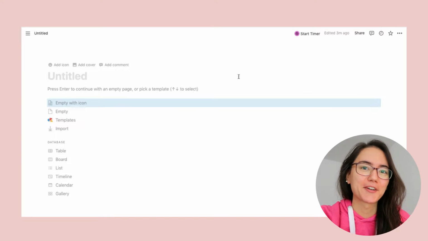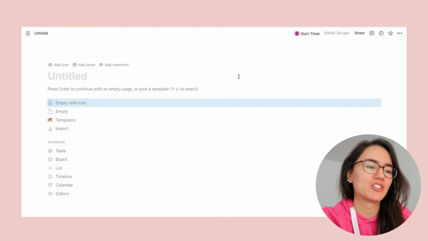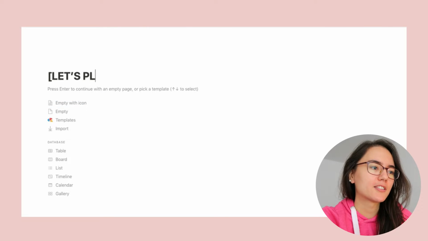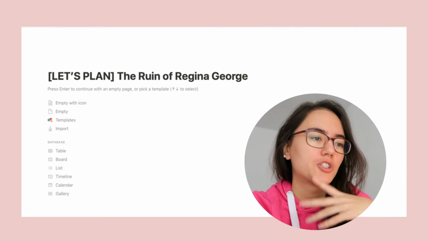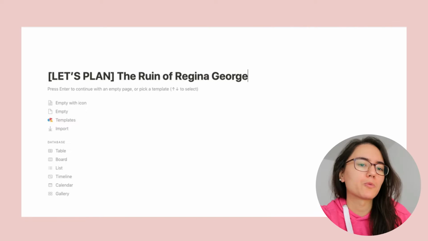Okay, let's begin. So let's pull open a fresh little Notion. Looking at a fresh Notion is so overwhelming, it's such a blank page syndrome. Let's just type in our little title first. Let's plan the ruin of Regina George. Call it the demise of Regina George, the destruction. I think ruin is good.